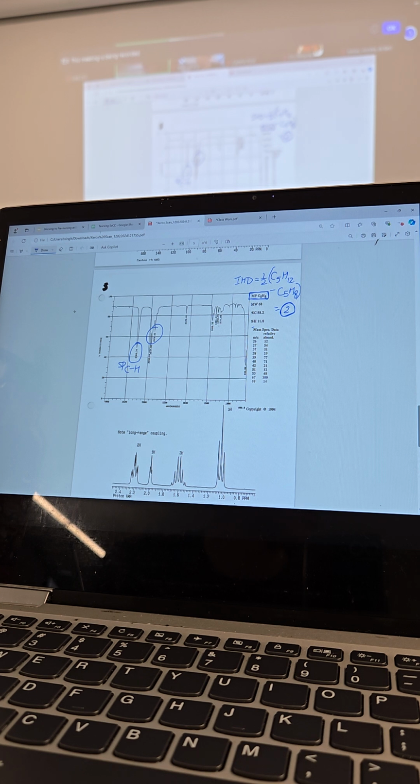Which bond are they representing? Is it an aldehyde? Because there's no oxygen. See that picture? No, it can't be an aldehyde because it would be at 2.7. There's no oxygen. Good, Iman. Good, yes. And there's no carbonyl, C=O.